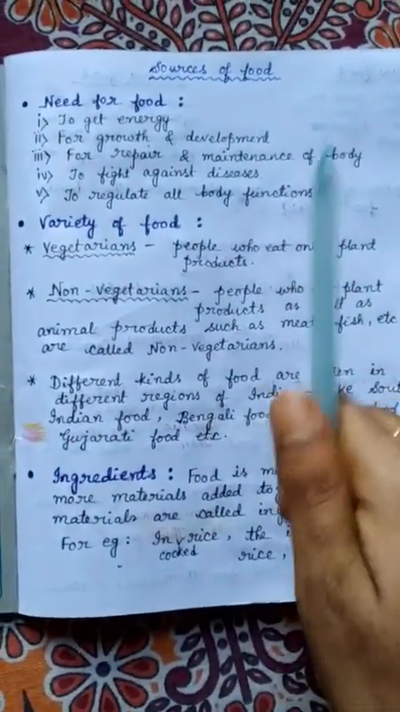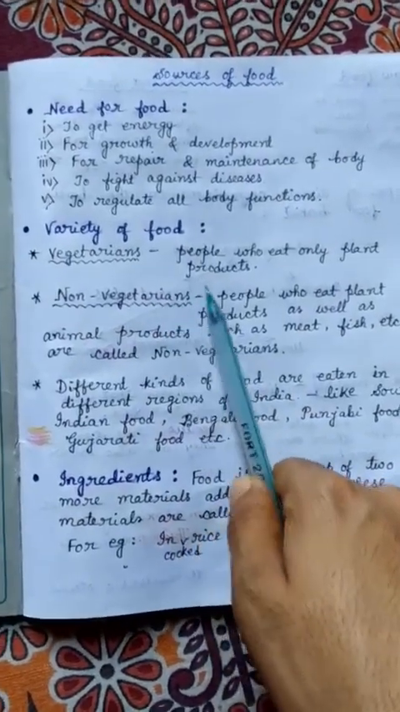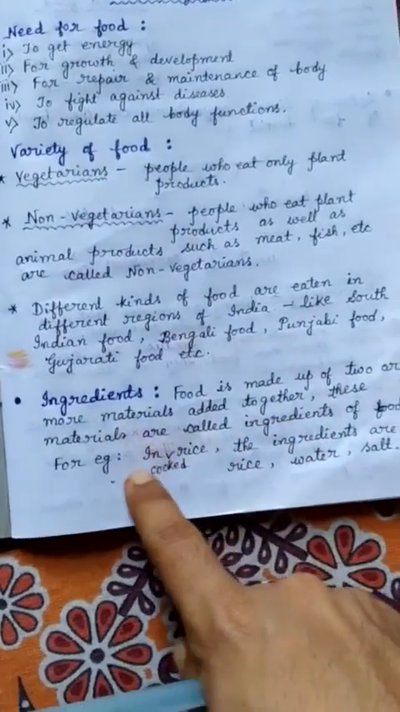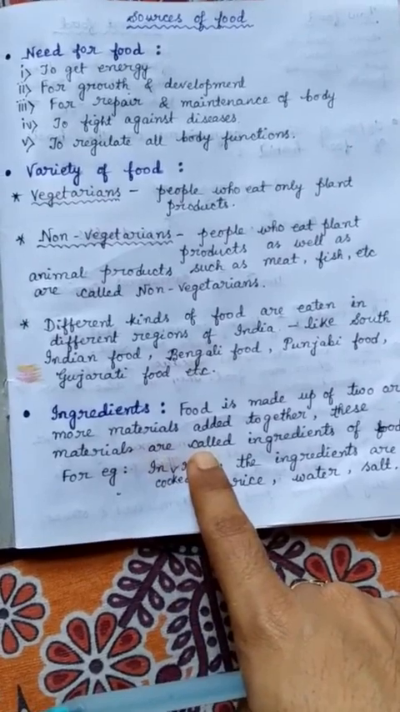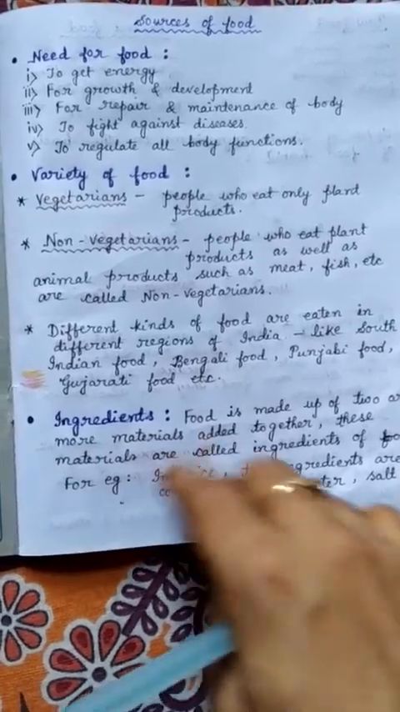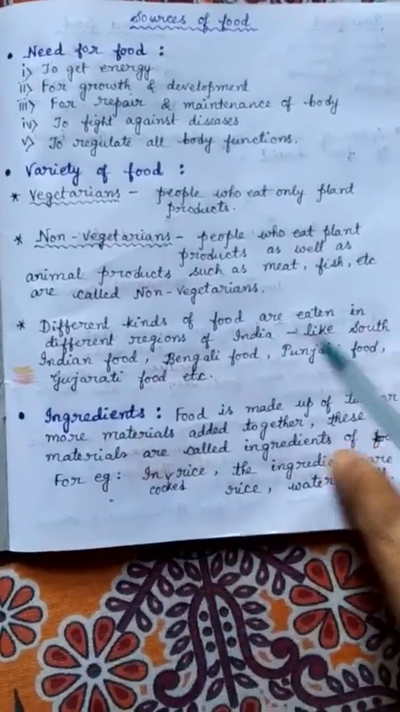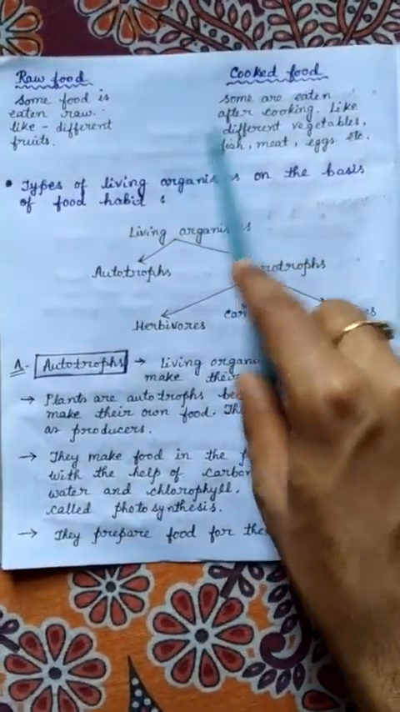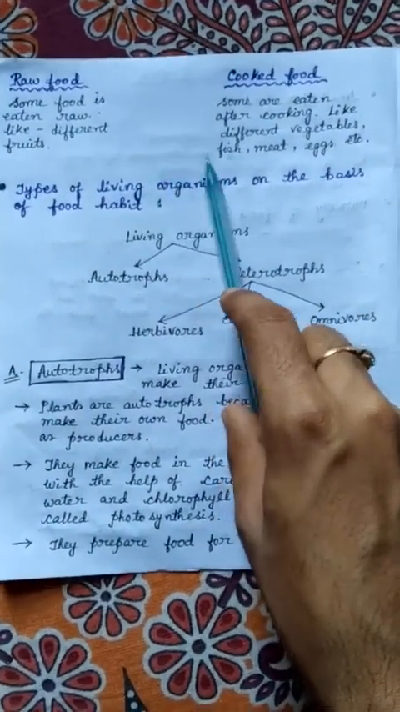The second question is the difference between vegetarians and non-vegetarians. So you have to write it. The third question is about what ingredients are. Ingredients means the materials which are used to prepare a food item, and you have to explain it through an example. Next, what do we mean by raw food and cooked food? You have to explain it with an example.